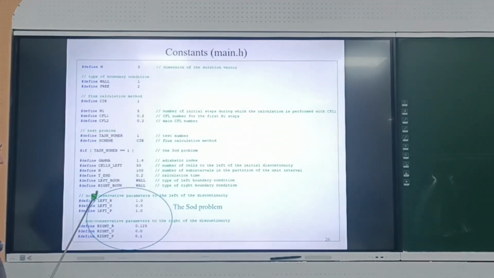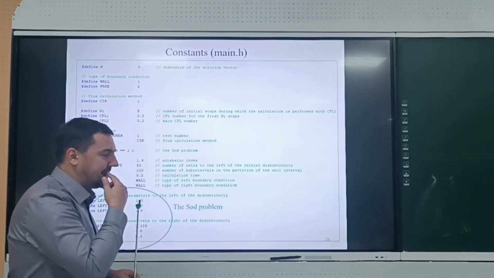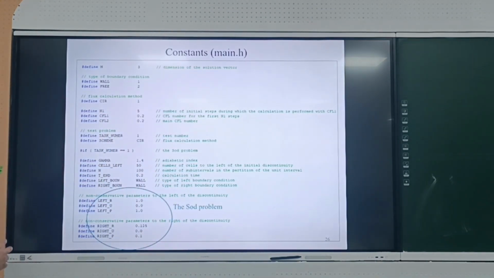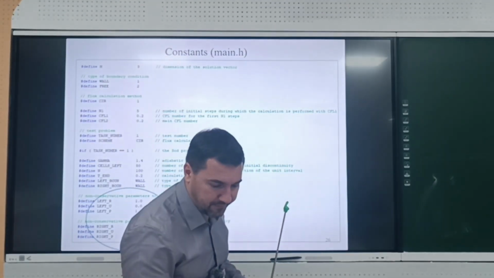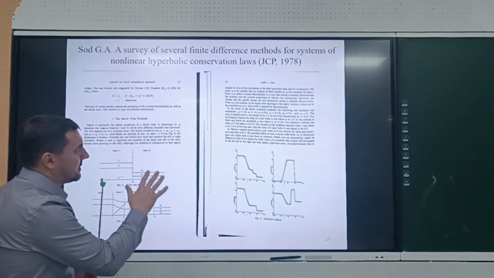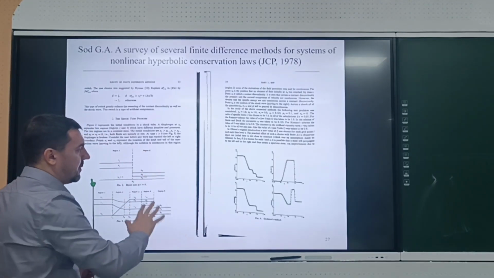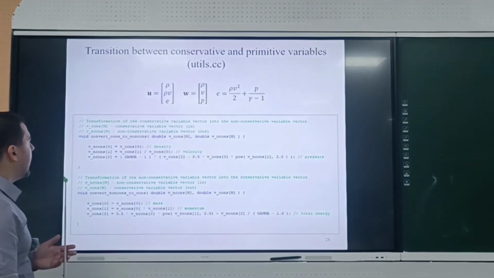So suppose we consider the propagation of a shock wave in a shock tube, and I will also show you how the reflection of the shock wave from the wall will look. I'd like to remind you that this test is taken from the paper of SOT. We have already discussed it.